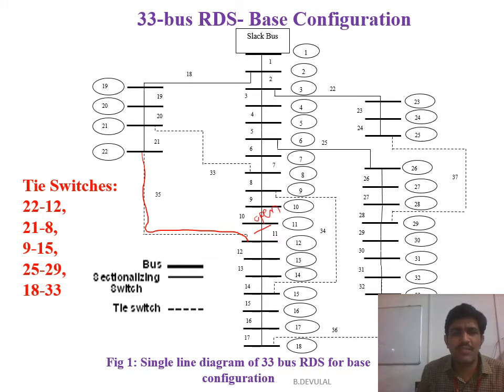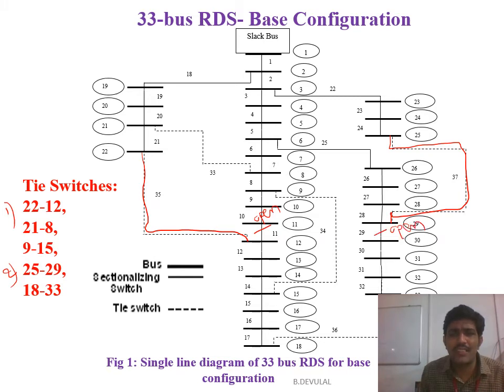It is a ring main system, but we are following the radial system, so we have to open this immediate switch. This is the first case. In the second case I am using buses 25 and 29. This is bus 25 and this is bus 29, and I have to close this one and immediately open this switch.